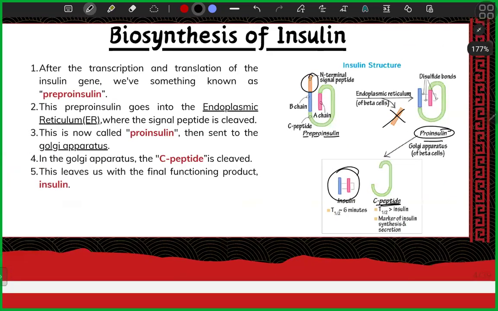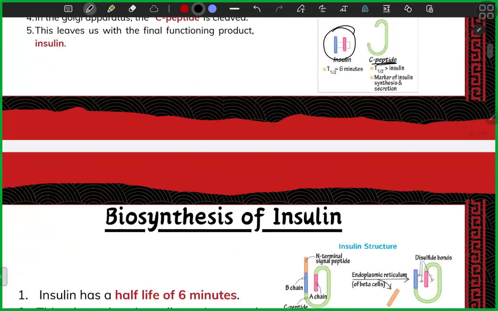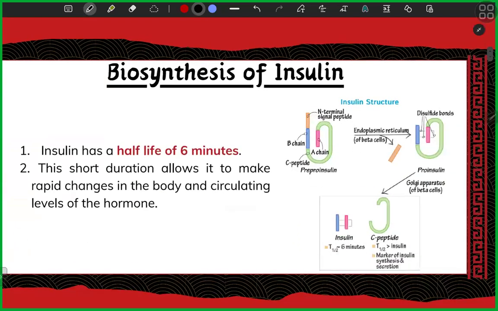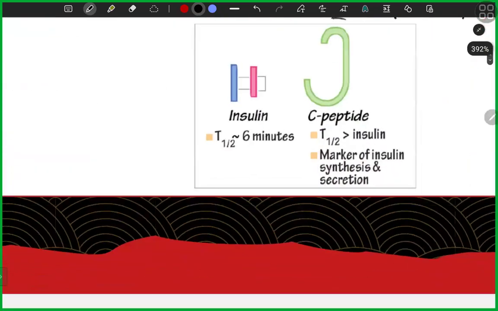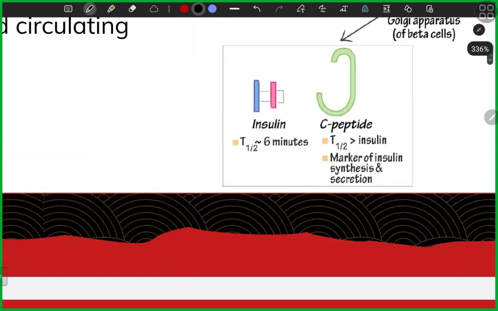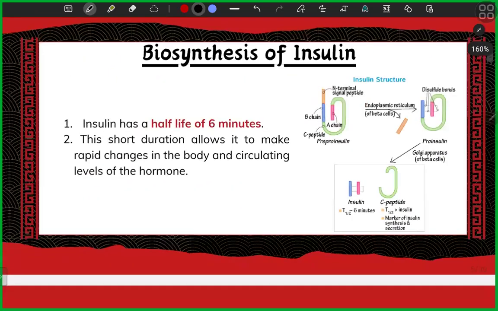All right, so this is basically whatever I just said. If you want to read it, it's in written form. Insulin has a half-life of 6 minutes, and that's very short compared to the C-peptide, as you can see. Its half-life is greater than insulin, and it's a marker of insulin synthesis and secretion. We're going to go over that next. First of all, because insulin has a shorter half-life, this duration allows it to make rapid changes in the body. For example, if your blood glucose increases, all of a sudden it can rapidly act and decrease it, and then it rapidly degrades.